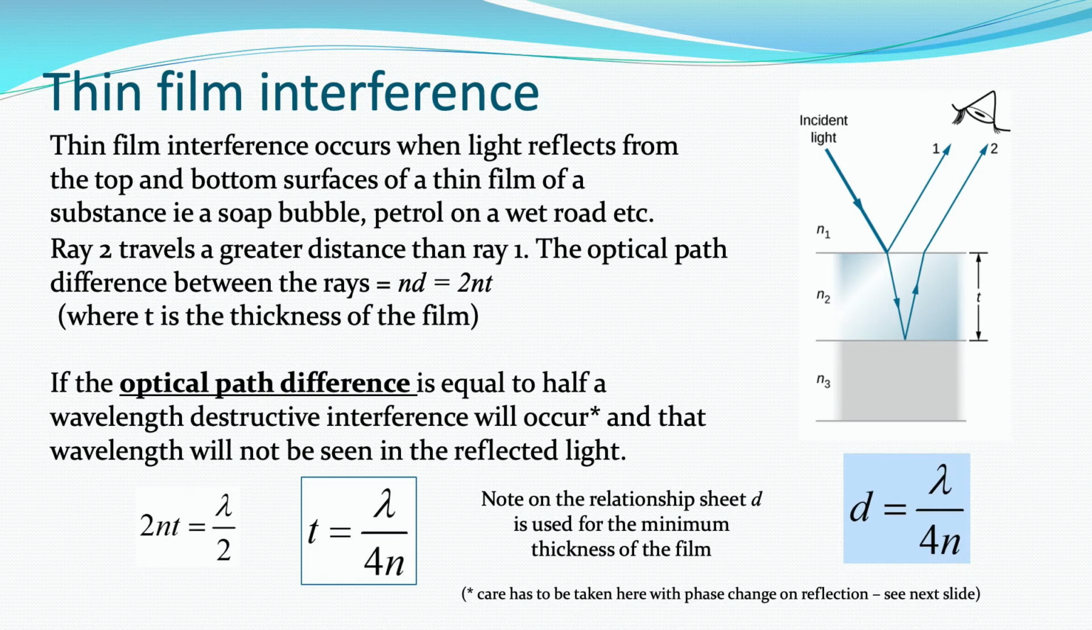So 2nt equals half a wavelength. If we rearrange that for t, we get t equals lambda over 4n. And that relationship is on your relationship sheet, but note it is for the minimum thickness of a thin film, usually for destructive interference, for anti-reflective coatings, but you have to take care with phase change on reflection.